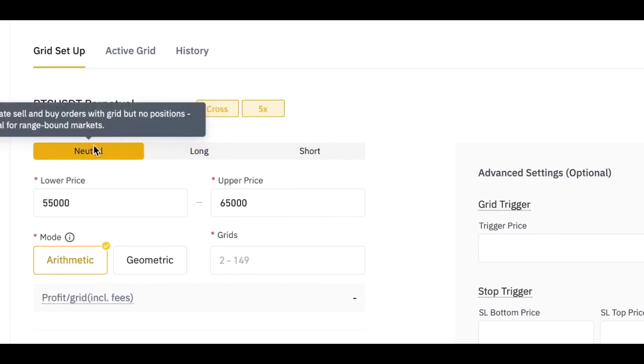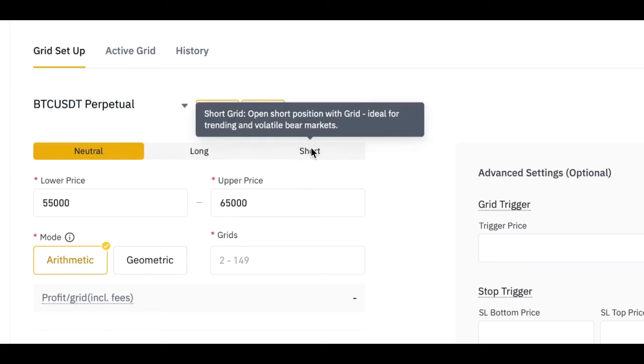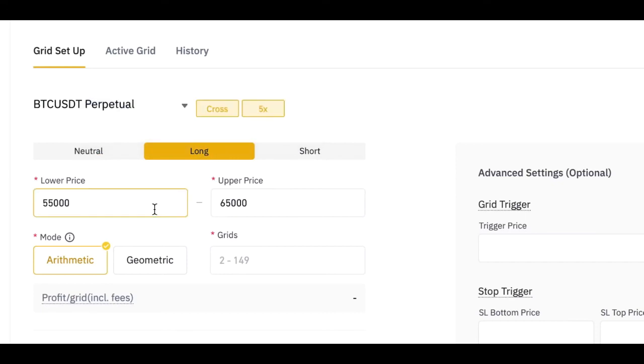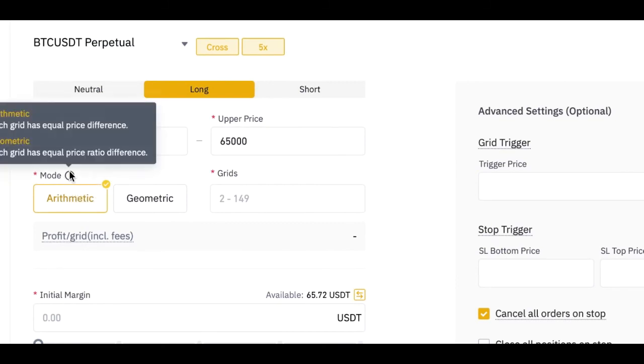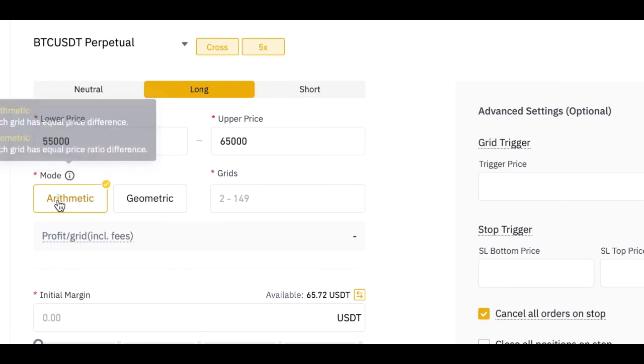It depends what you want to do. If the market is falling, then you want to have maybe a bias towards short. So I'm just going to go long here. So what we can see is either arithmetic or geometric. I'm happy for arithmetic. Now you can click on these and see what the difference is. With arithmetic, essentially, you're going to be placing orders in grids just down towards that.